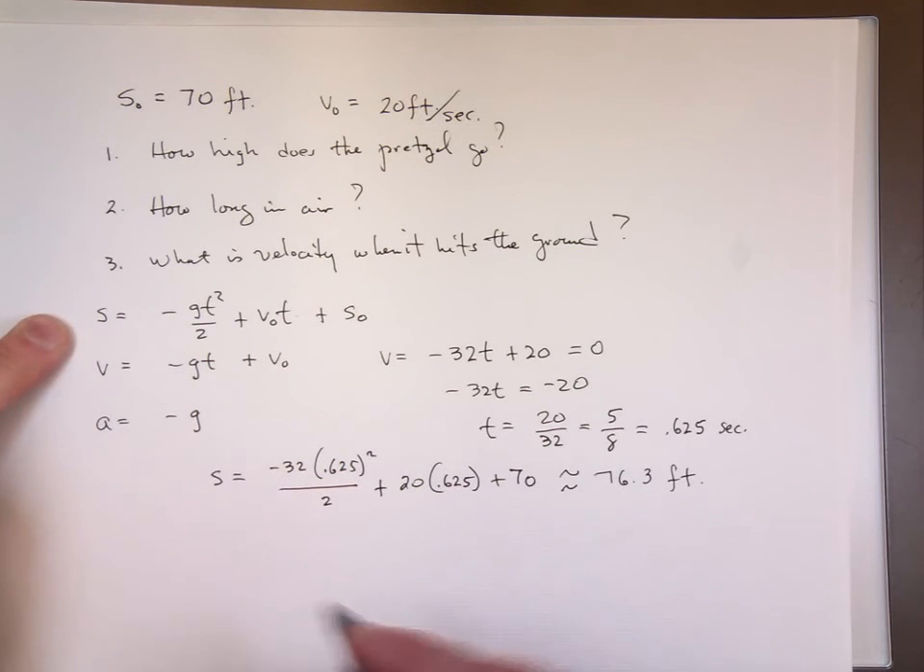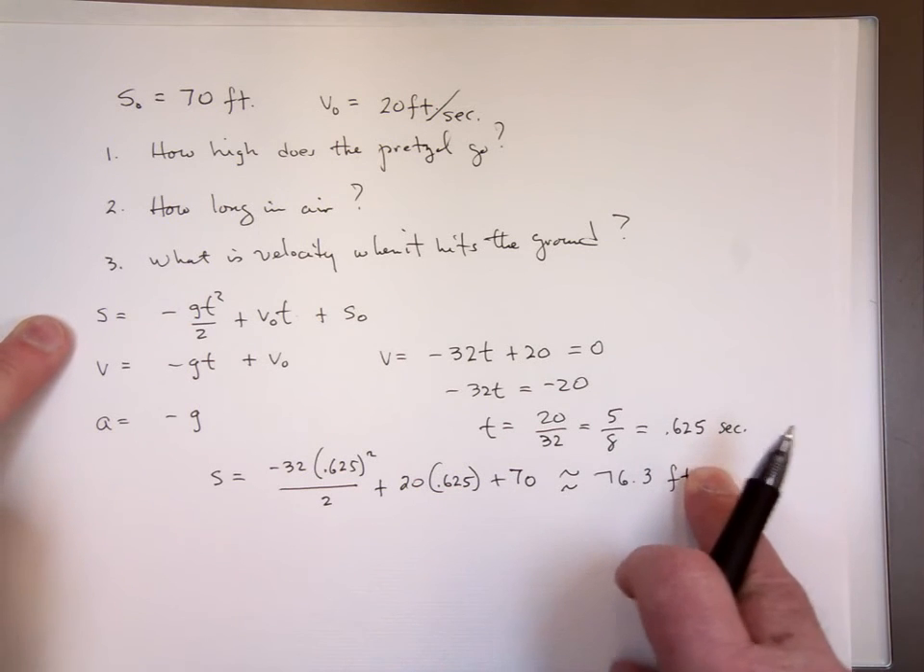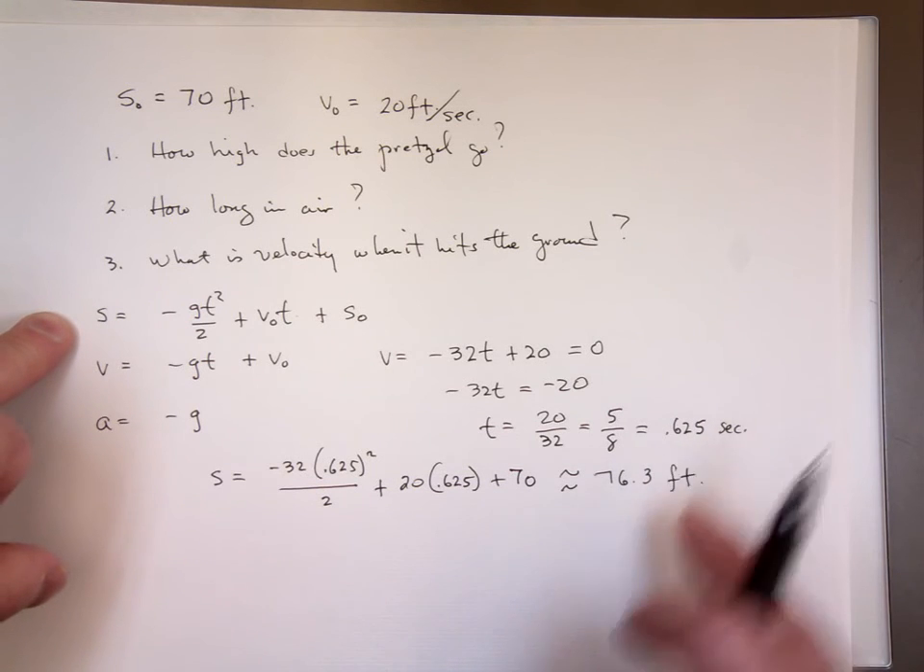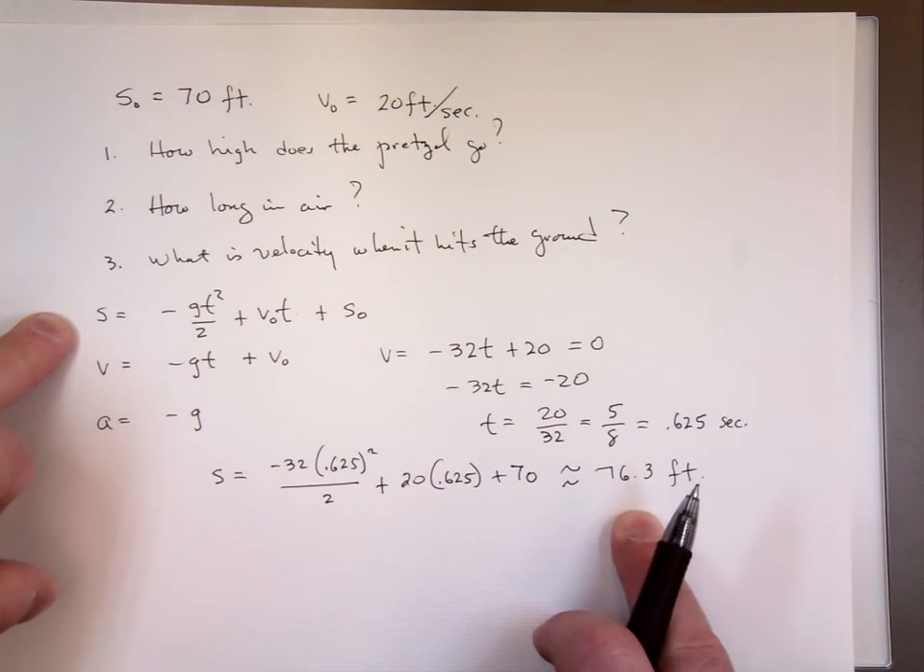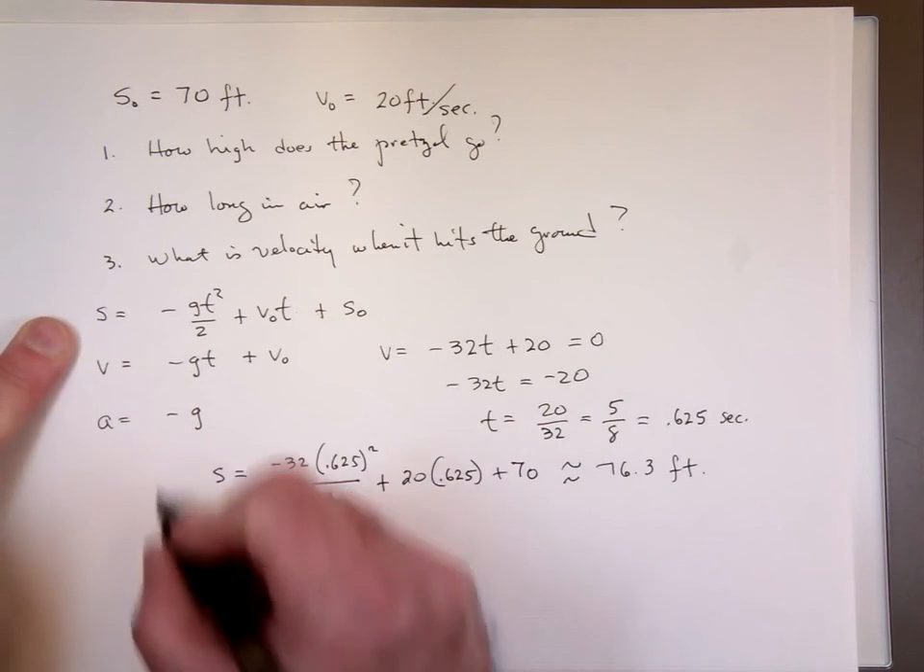Dylan, you were totally correct. Not that that surprises you at all. The time is 0.625 seconds. It gets to 76.3 feet. That's the max height. Now we're doing how long it is in the air. This is number 1. Number 2, how long in the air, we're going to set S equal to 0.